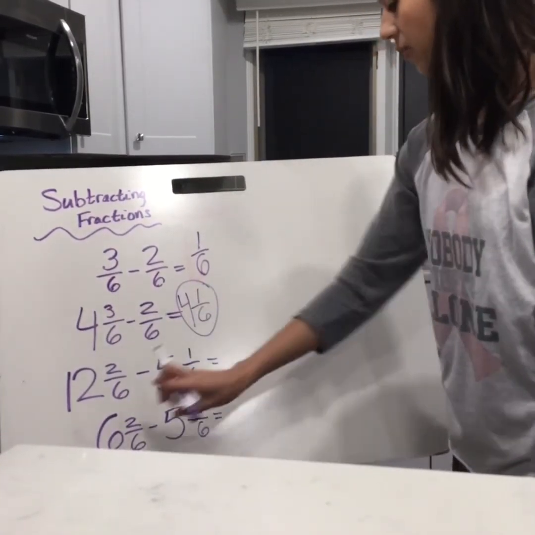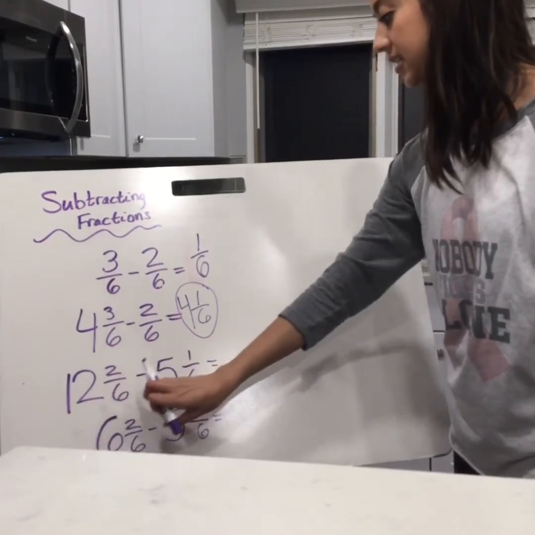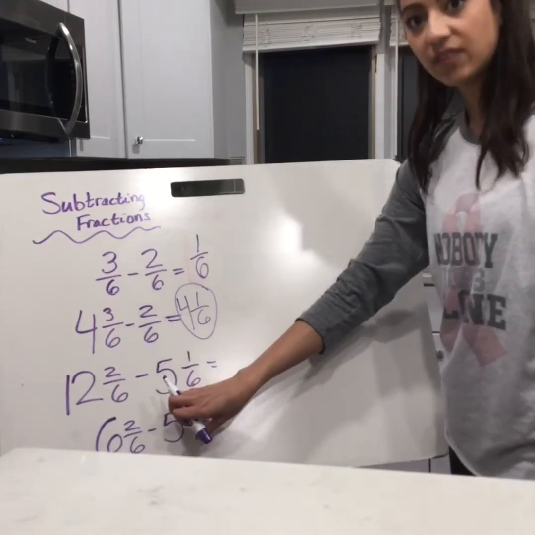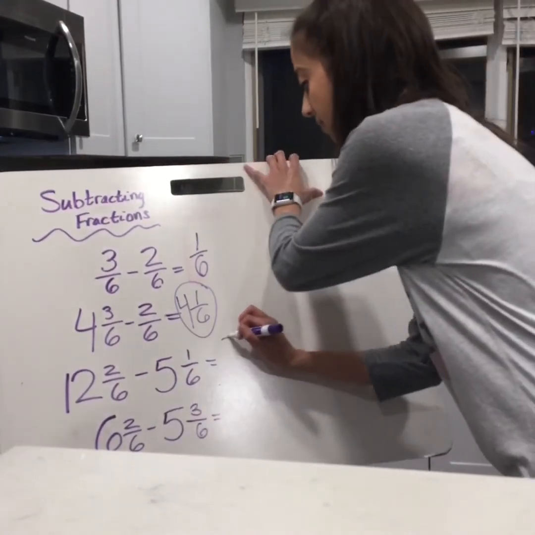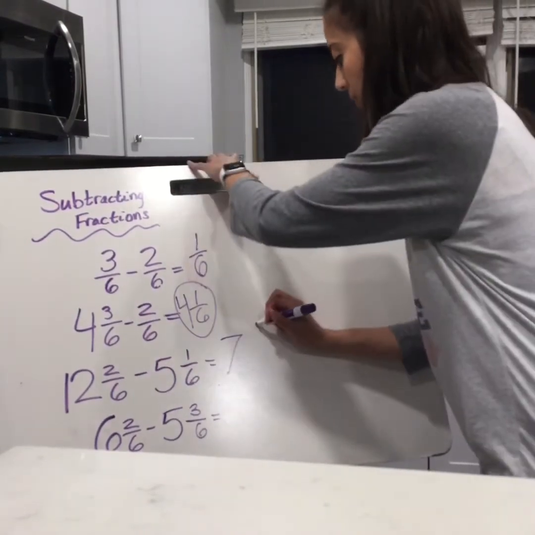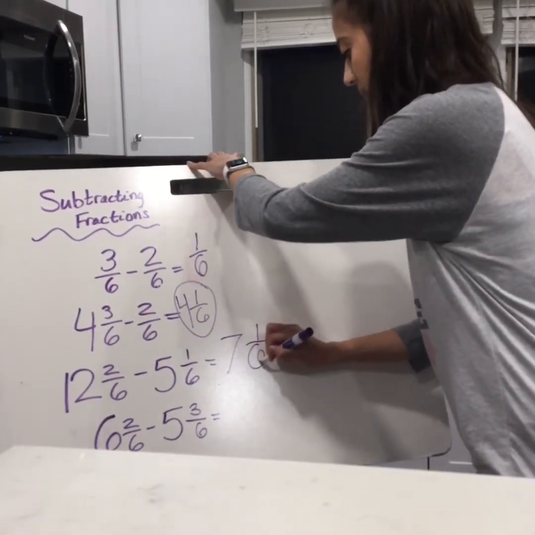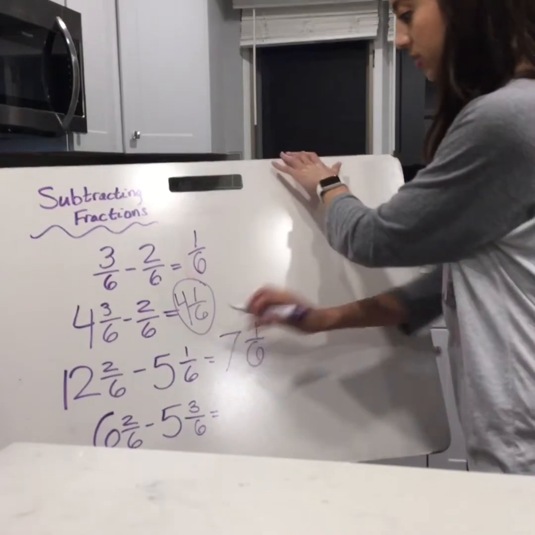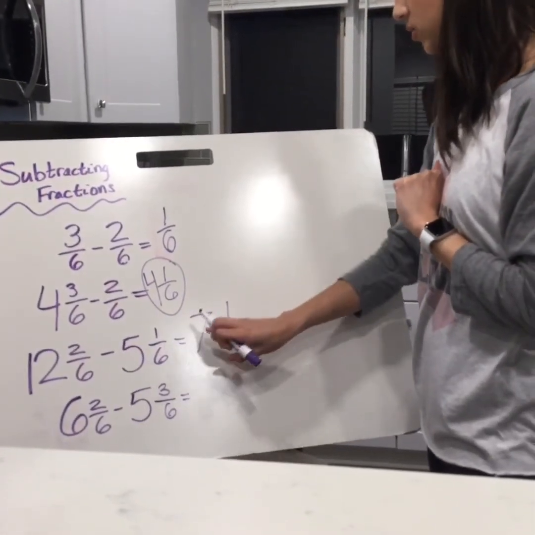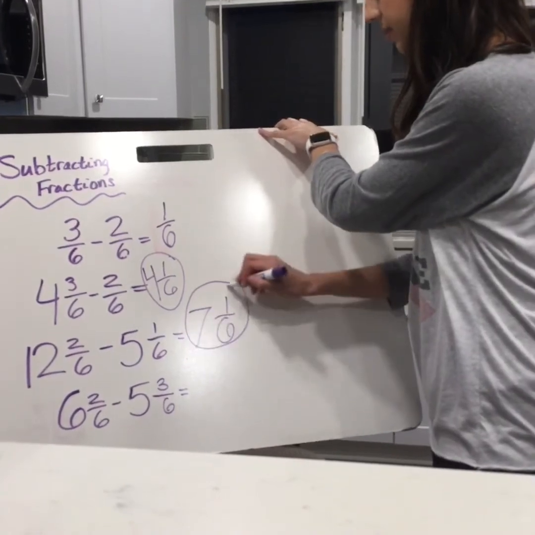Let's do a more challenging one. We have 12 and 2/6 minus 5 and 1/6. 12 minus 5 would be 7. 2 minus 1 would be 1, and the denominator stays the same. So 12 and 2/6 minus 5 and 1/6 is equal to 7 and 1/6.